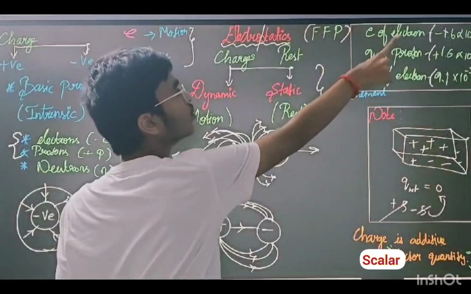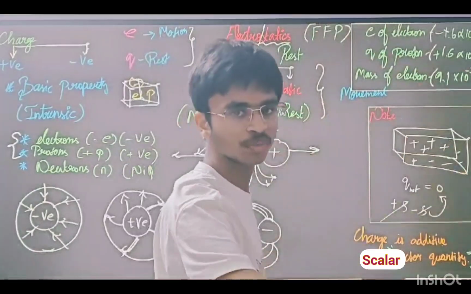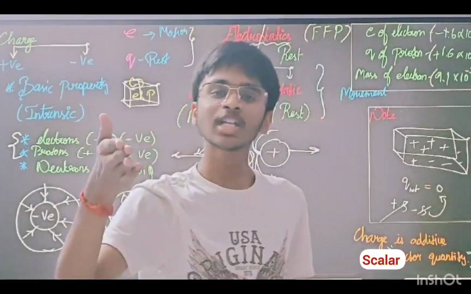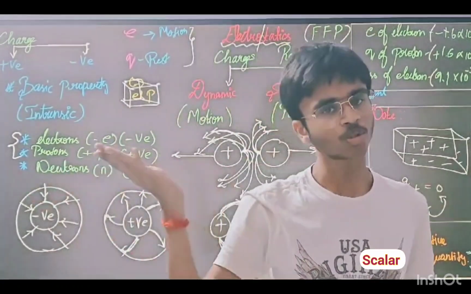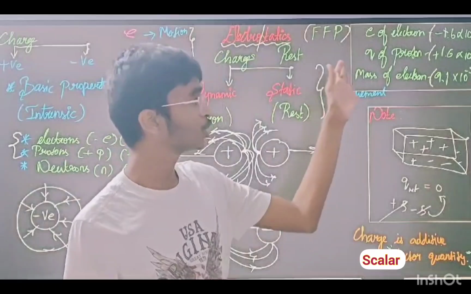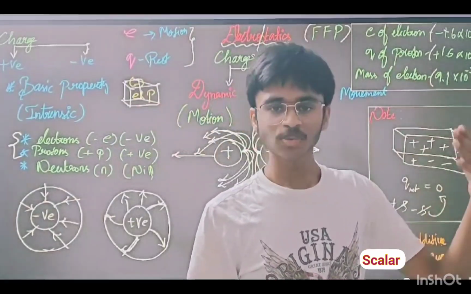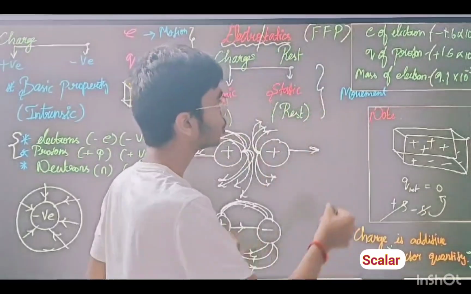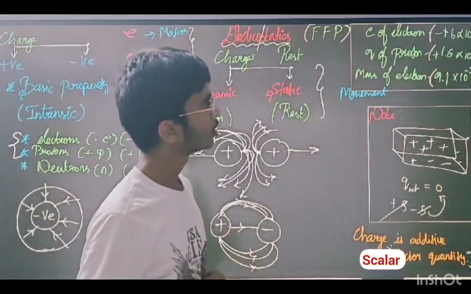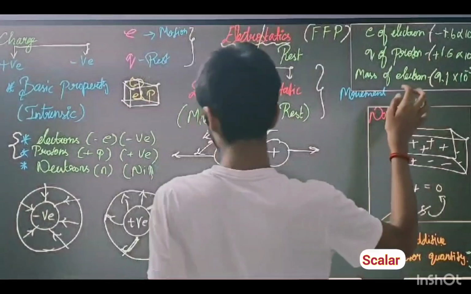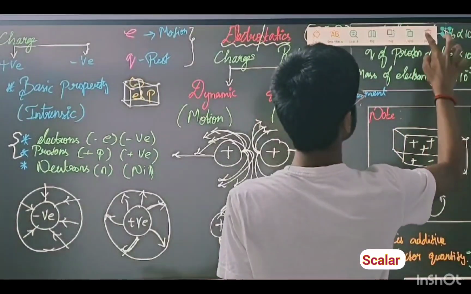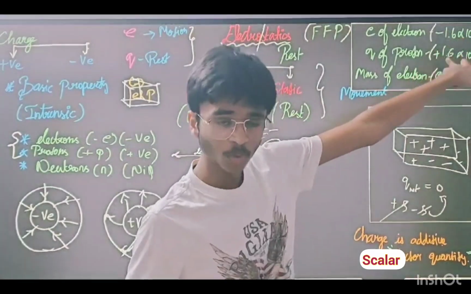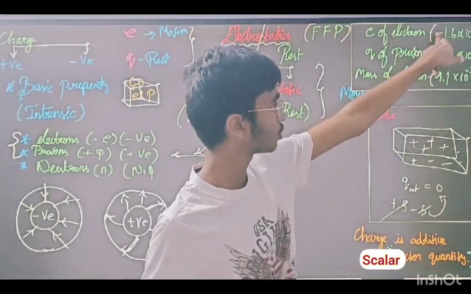See here, e of electrons, since electrons will always be moving in an atom, I have written e of electrons. That means the charge of electrons is going to be minus 1.6 into 10 to the power of minus 19 coulomb. And Q of protons is going to be plus 1.6 into 10 to the power of minus 19 coulomb. Make sure that you put minus here and plus here. For protons you have to put plus, and for electrons you have to put minus.